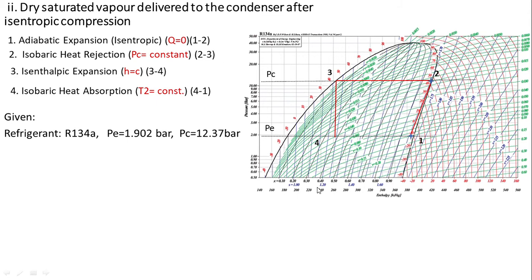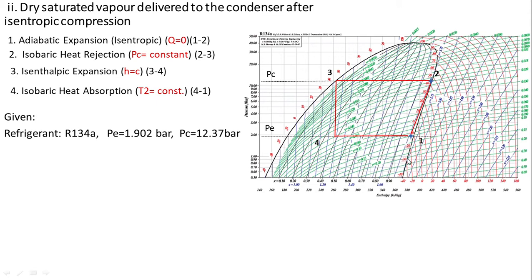Okay, and then 4 to 1 you can draw easily because you know point 4 and you know point 1, so you can draw that 4 to 1. Likewise the cycle is completed, and you should understand the 4 processes in this diagram. So what are the 4 processes? 1 to 2 is compression, which occurs in the compressor. 2 to 3 is heat rejection, which occurs in the condenser. 3 to 4 is expansion, which occurs in the expansion valve, and 4 to 1 is again heat absorption in the evaporator.